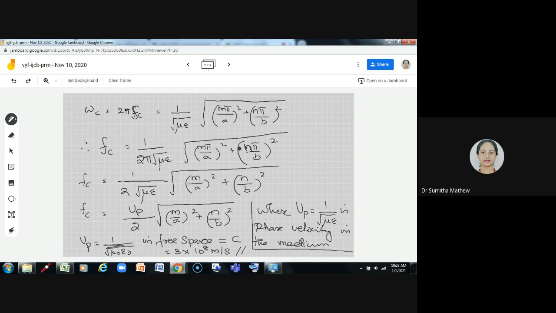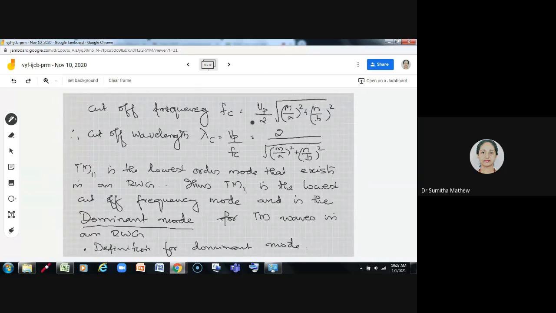Okay. So now you have derived an expression for the cutoff frequency Fc. If Vp, m, n, a, and b are given, you will be asked to calculate Fc. You can get numerical problems for that. Okay. Now that is the expression for Fc. So the cutoff frequency Fc is once again written here. And we can also find out the cutoff wavelength lambda c, which is velocity by frequency.